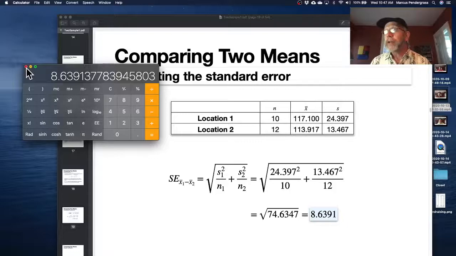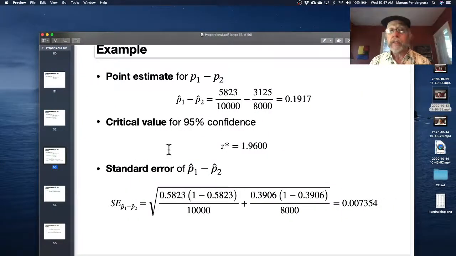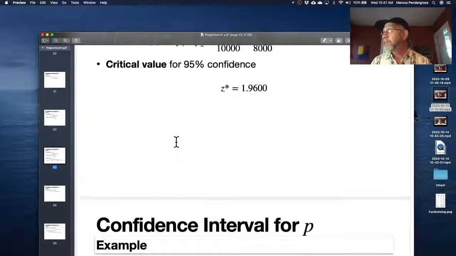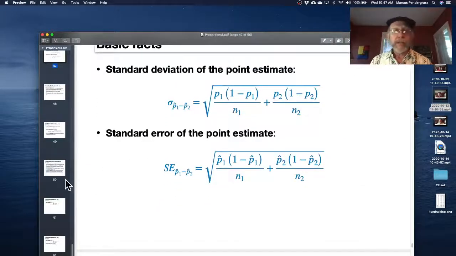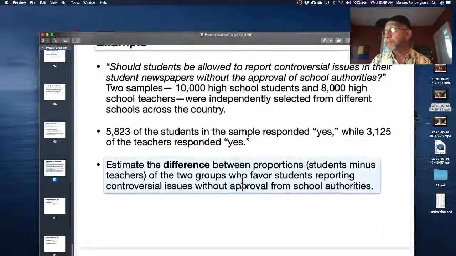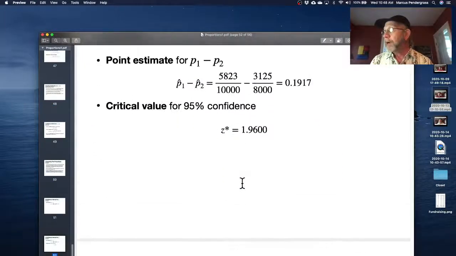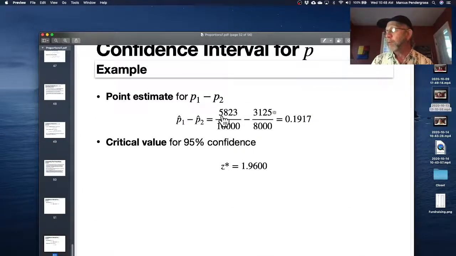Let's take a look at a different sort of standard error. This one is a standard error for a difference of proportions. We had the general formula back here somewhere. There it is. The standard error for a difference of proportions is again a sum of two fractions, but this time it's a little more intricate because you've got to multiply a sample proportion by its complement, right? One minus that sample proportion, then divide by the sample size, and then do the same thing for the second sample. Here, our sample proportions, P1 hat and P2 hat, were 5,823 over 10,000 for P1 hat, 3,125 over 8,000 for P2 hat.